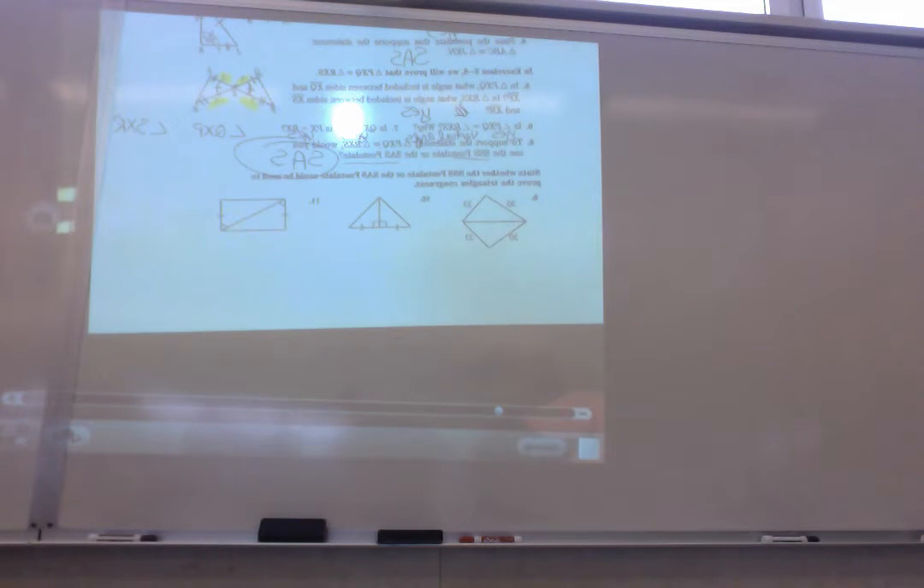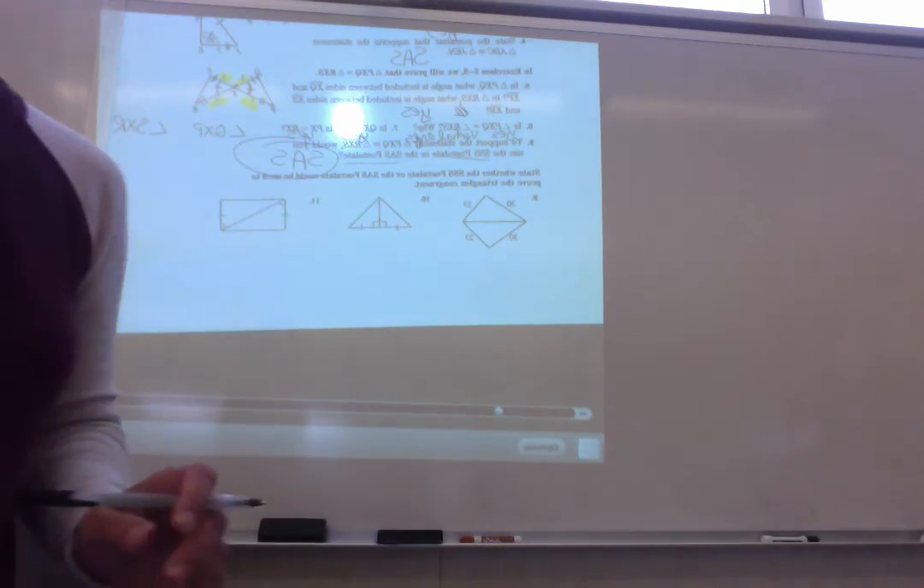Try and figure out, what do we know? Do we know information about side, side, side? Or do we know information about side, angle, side? I'm walking around.